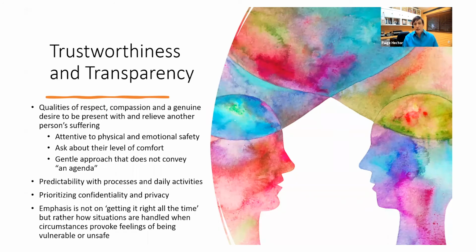Predictability with processes and daily activities, so that people know what to expect, and we don't just up and surprise them and change things on them. Prioritizing confidentiality and privacy. And we don't have to get it right all the time. I just love that last bullet point. We do not have to get it right all the time, but what we do need is the ability to slow down and acknowledge when something we're doing may not sit well with another person, to talk about it, to bring it out in the open and find solutions together, to collaborate.